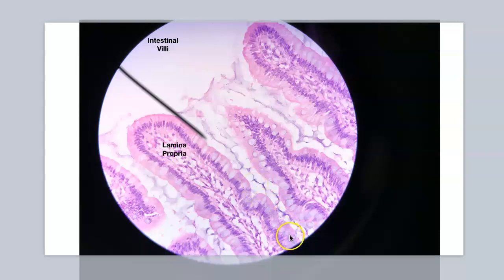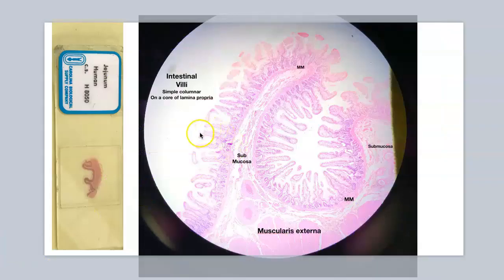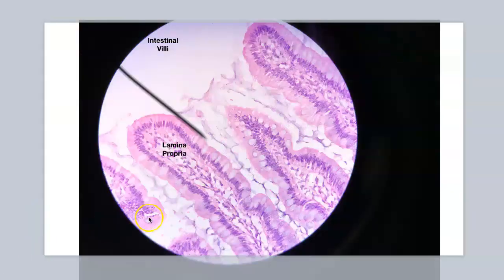Now these are the intestinal villi up close. We are zooming in on one of these. We are going on high power and looking at one of these. This is what you're seeing. Here's an intestinal villi right here. These are all intestinal villi, but this one's really clear. We have simple columnar. Here is the lamina propria. The core is the lamina propria, where we have our capillaries and the lacteals in there.